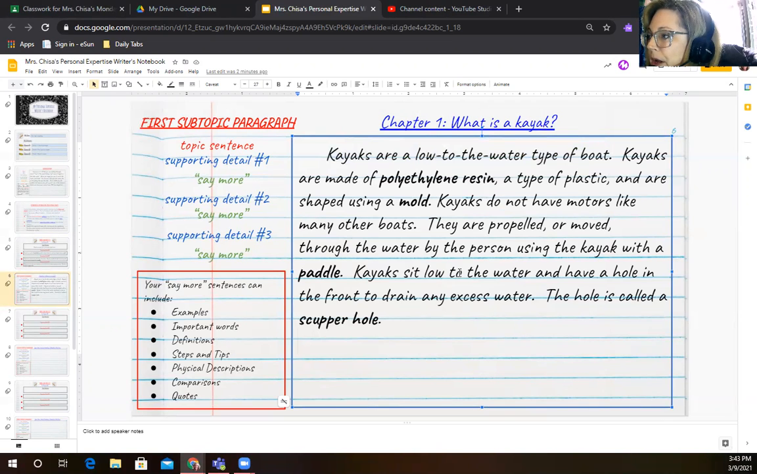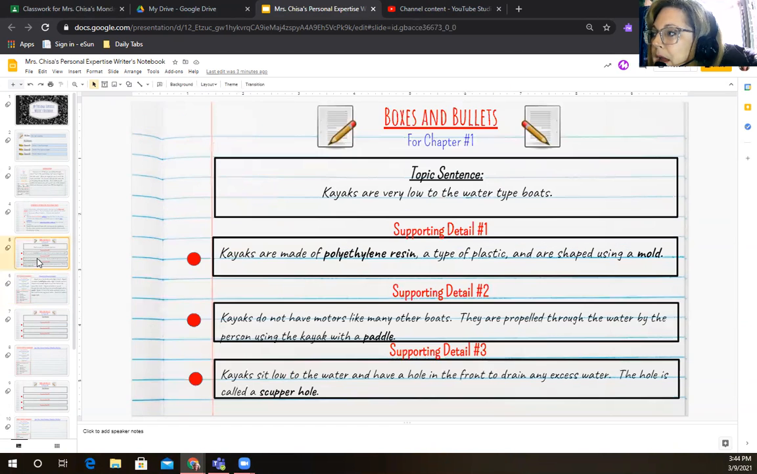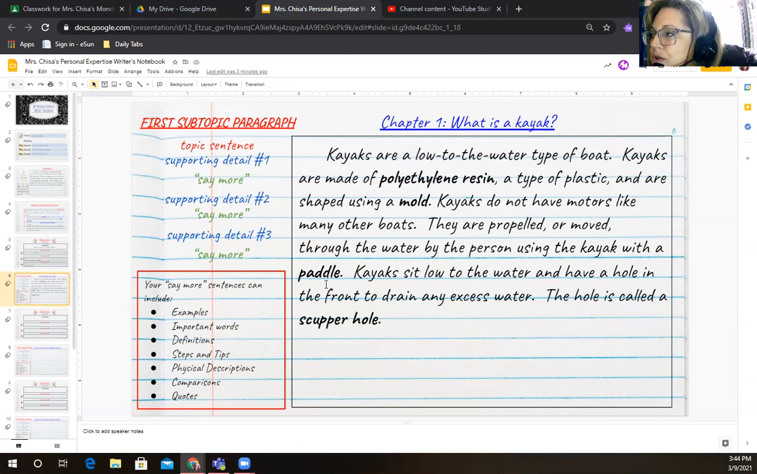It's a low to the water type boat. I did not put comparisons in because remember, chapter 3 is going to be our comparison. And I did not put any quotes in there. But these are some suggestions when you're writing this that you can remember to say a little more using these details. These detailed dozen, we have 1, 2, 3, 4, 5, 7 of them. Okay. So remember, take the items from your previous slide and you're placing them into a paragraph form for chapter 1.